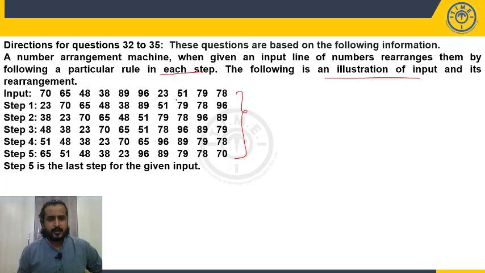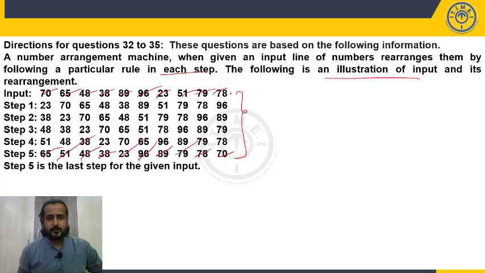Are the input elements and output elements the same or not? Check it once. 70, 65, 48, 38, 89, 96, 23, 51, 79, 78. So the input elements and output elements are the same. Okay, so the logic can be identified very easily.